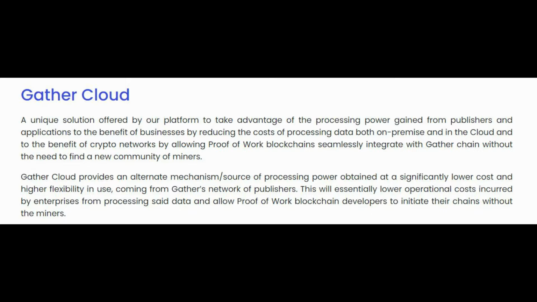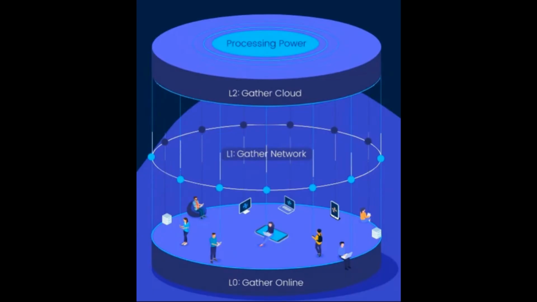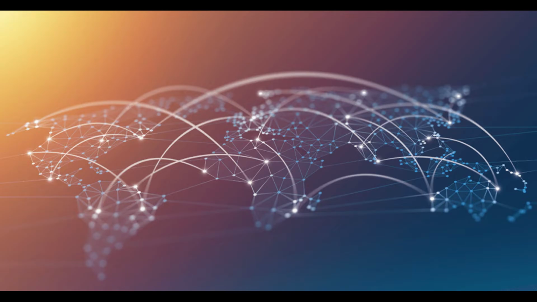This will essentially lower operational costs for enterprises from processing said data and allow proof of work blockchain developers to initiate their chains without mining. So, in essence, the processing power collected from the website users runs through the Gather network and is shared with enterprises that use the Gather network, as well as with developers who are running their own chains, so that these developers don't need to find any miners or do any mining themselves. So that is what Gather Cloud is.